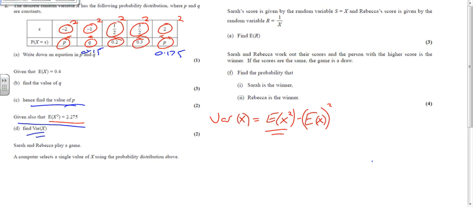So in theory we could have done that. We could have done minus 2 squared times P, which was 0.175, minus 1 squared times Q, a half squared times 0.2. Either way, it gives us this thing here, which we've been told. So the variance of X equals 2.275, take away E of X. Now E of X is our mean. And we're told that E of X is 0.4, so we're going to take away 0.4 squared. So that's what you do in your calculator, 2.275 minus 0.4 squared, and that gives us 2.115.